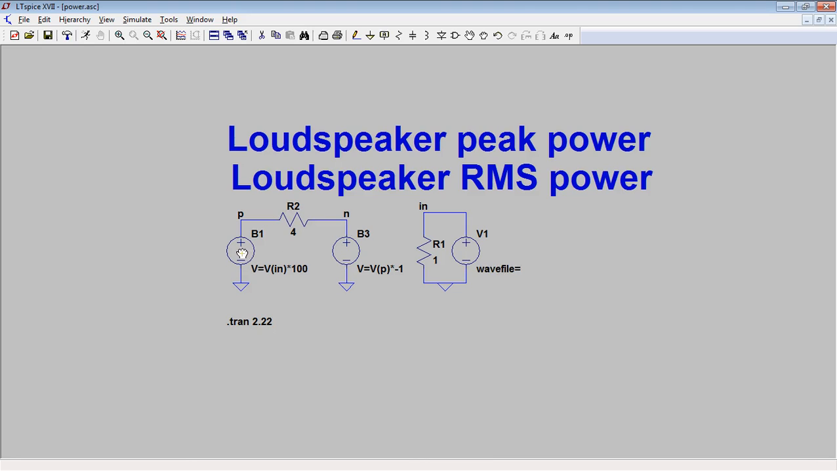I'm then using these behavioural voltage sources to simulate a bridged amplifier with a 100 volt peak voltage output. So V equals V in times 100 means that this amplifier is 100 volts positive, and then this one here, V equals V(P), which is that net there, times -1, which makes this amplifier in 180 degrees antiphase to this amplifier. So the resistor is connected in a bridge configuration.